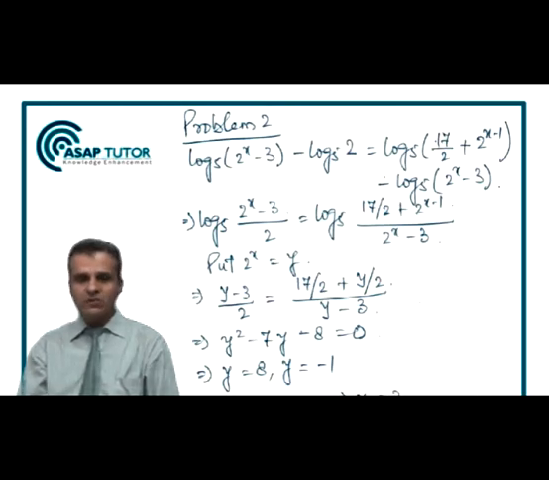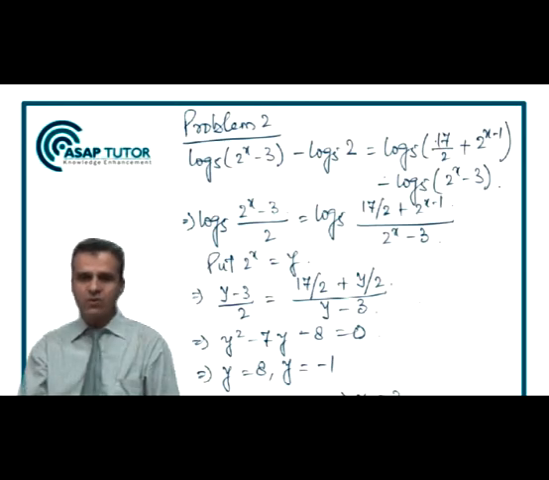Now if we solve it, this 2 will come over, this becomes 1 by 2 into 17 plus y, and this 1 by 2 cancels, so y minus 3 multiplied with y minus 3 will be equal to 17 plus y. So y minus 3 into y minus 3 is equal to 17 plus y. If we solve, we get y square minus 7y minus 8 is equal to 0. Now this is a quadratic equation. Solving this quadratic equation, we get two values of y.